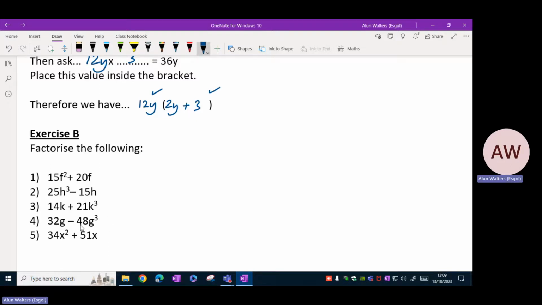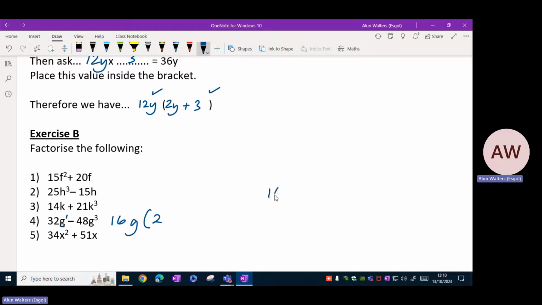What is common to 32 and 48 is 16. And the letter G exists on both. So I take the smallest version of G outside. You can write G or you can write G to the 1. It doesn't matter. And then you say, what do you multiply 16G by to give you 32G? And the answer is 2.